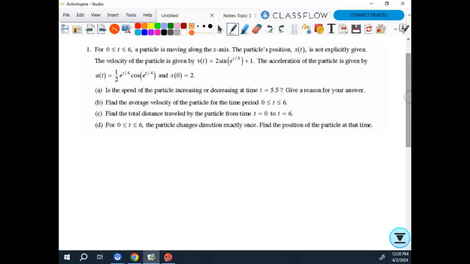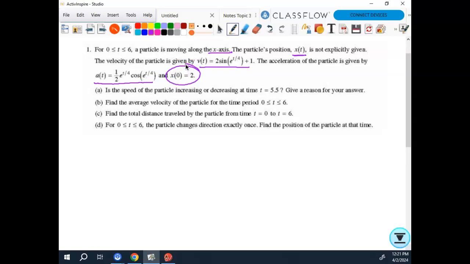All right, for t being between 0 and 6, particle is moving along the x-axis. That means we're going left and right? That's how we know that for sure. Our position, we're using x of t. It's not explicitly given. We don't know exactly where it is. We do have the velocity function, and we have the acceleration function. And we know that x of 0 equals 2.